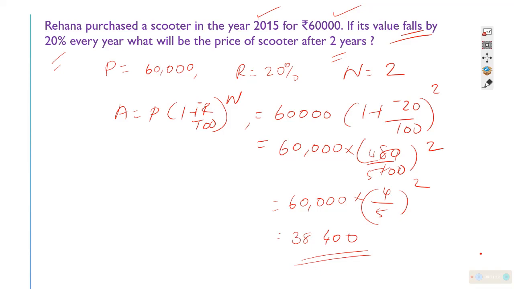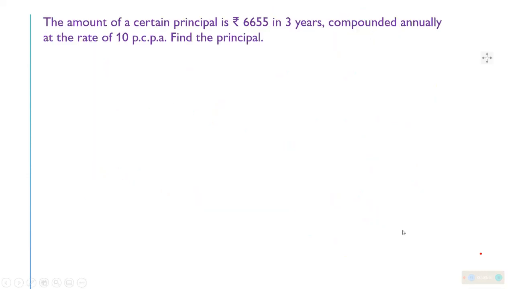How did we reach that conclusion? You understood. You must know how we reached that. It is in such a way that 60,000 into 4 upon 5 into 4 upon 5, because it is a 2 year calculation. So this will make 12 5s are 60. Again, this 5 will divide this, 2 5s are 10, 4 5s are 20.